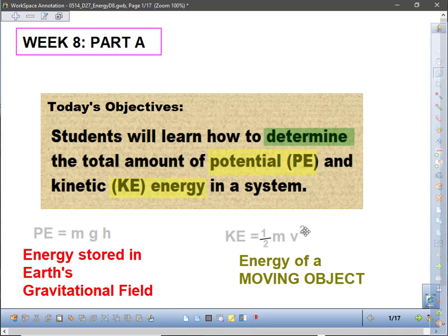Velocity squared, the square is the important part because it means when you double your velocity, you get 2 times 2, 4 times the energy. When you triple your velocity, you get 3 times 3, 9 times the kinetic energy. So these are our two energies that we're going to focus on today: potential energy and kinetic energy.